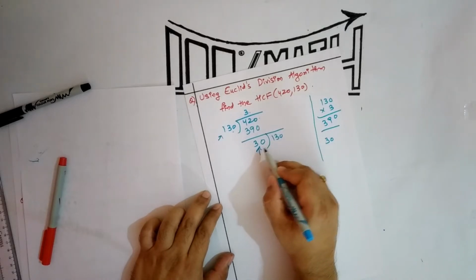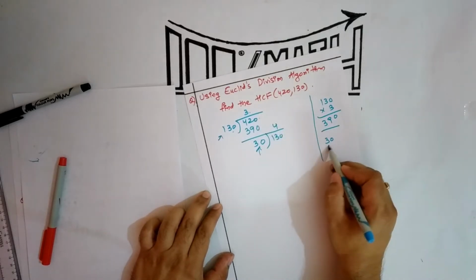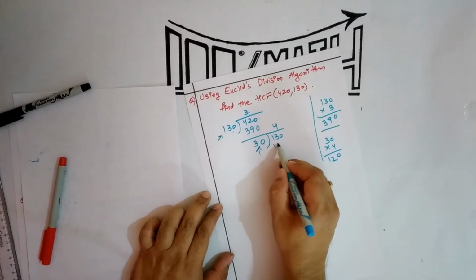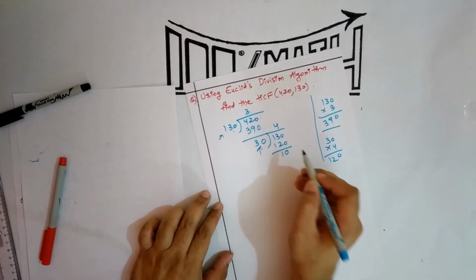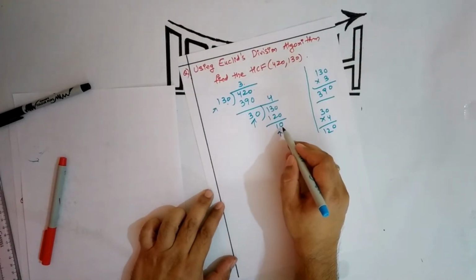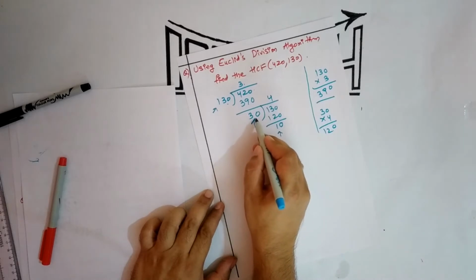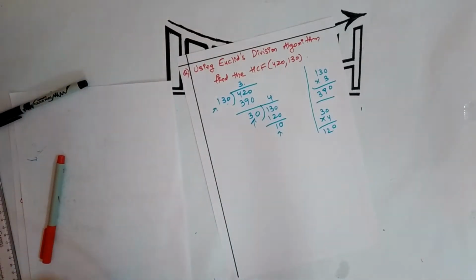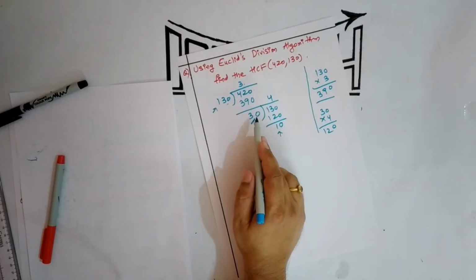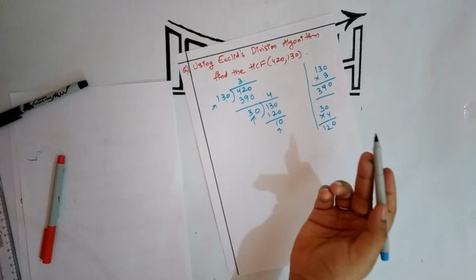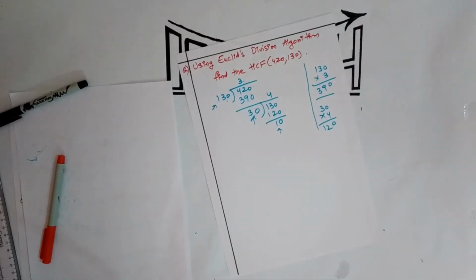So 130 divided by 30: 3 fours are 12, so 4 times 30 is 120, and the remainder is 10. Because the remainder is not 0 yet. If the remainder is 0, then the divisor will become the HCF. And how do we know that if the remainder is 0, the divisor is HCF? That is stated in Euclid's division algorithm. We will look at what Euclid's division algorithm is in just a minute.